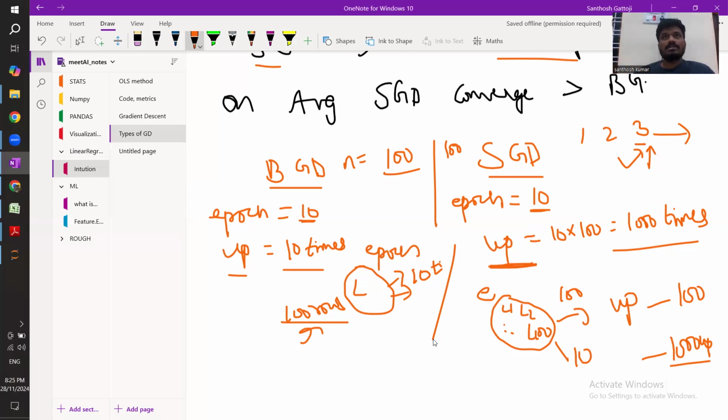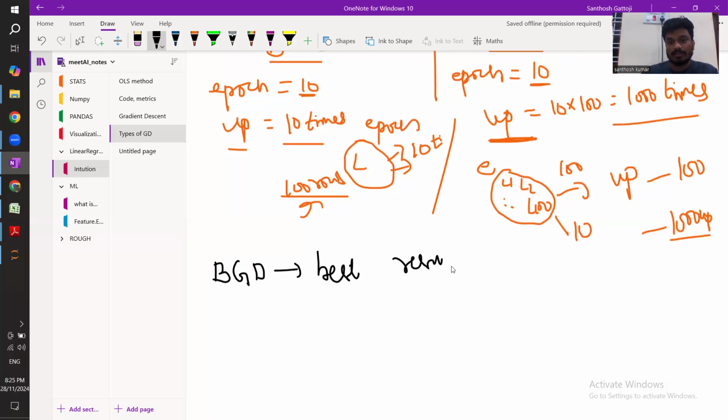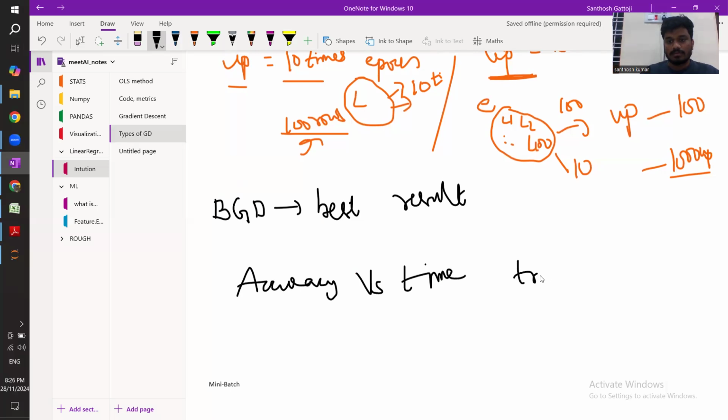But there is one more point you need to understand. Just because SGD is working better now, don't think BGD is not a solution. They say, right, slow and steady wins the race. Even though BGD is slow, it has the potential to give you the best result. The time might be more. So that's why in gradient descent, there is something called the accuracy versus time trade-off.